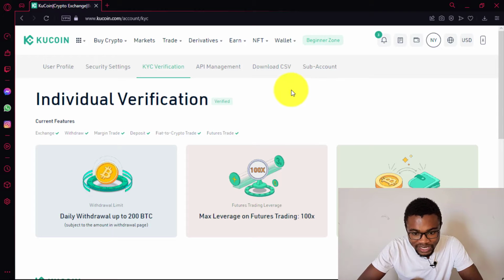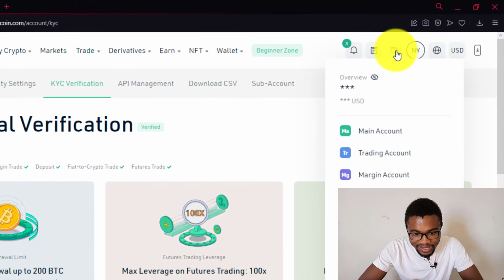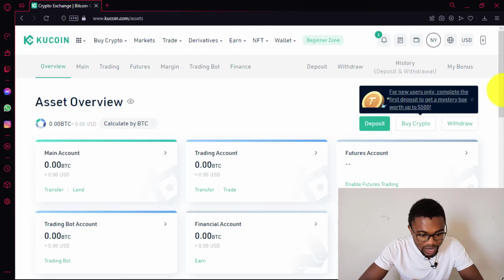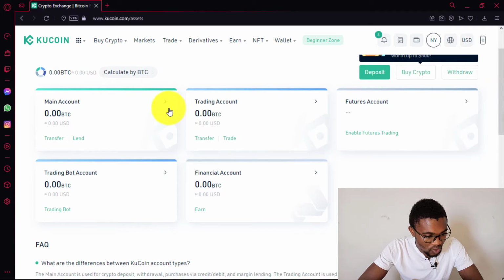And to do that, you just need to come over here and press on accounts overview. Once you are here on the overview of your accounts, you'll be able to see your accounts. You can see the main account, the balance is 0, trading account 0, the financial account and the trading bot accounts. All the accounts have got 0.